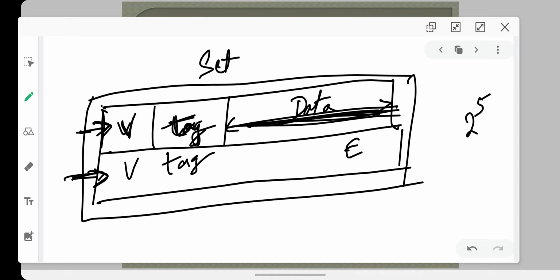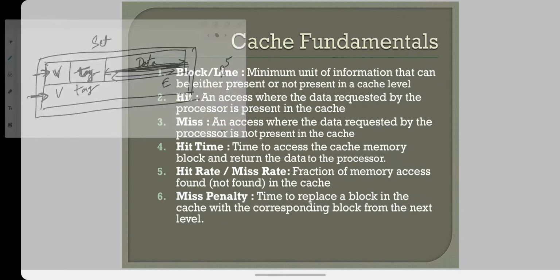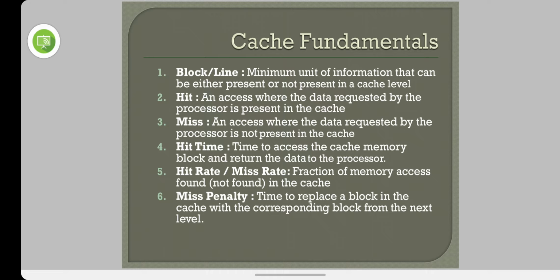All the sets are powers of 2, and all the lines are also powers of 2. All the blocks of data will also be a power of 2 only. Coming to the first fundamental, the block or a line, which I have shown now, is the minimum unit of information that can be either present or not present in the cache level.